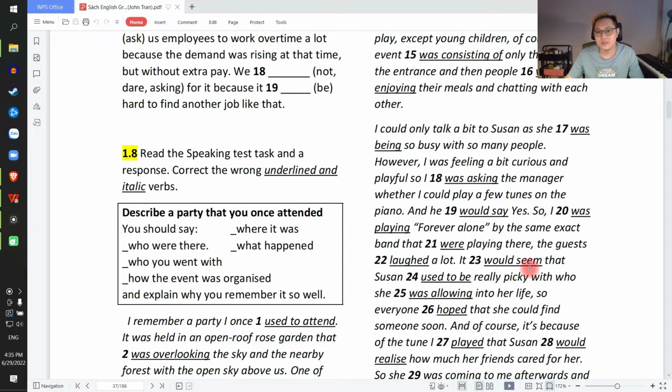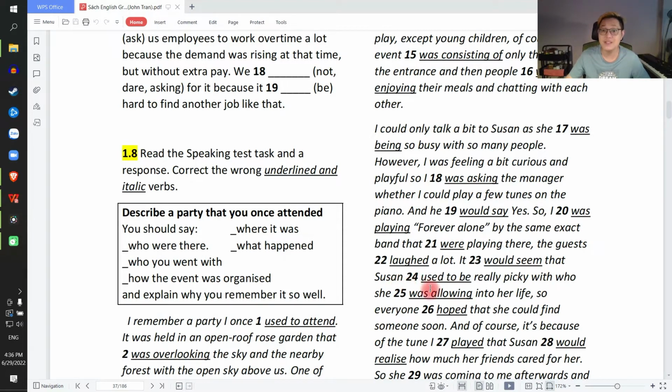Number 23, it seemed that. Có vẻ dường như chứ không phải là một cái hành động mang tính lặp đi lặp lại quá khứ. Nó chỉ là dường như thôi, dường như rằng, chứ không phải là đã từng dường như. So basically 23 is it seemed that. We don't say it would seem that, I think, because we only talk about a fact about someone. So it's just simple past, fine. Mình nói về một cái sự thật hiển nhiên trong quá khứ, một người dùng thì quá khứ đơn là được rồi. It seemed that.